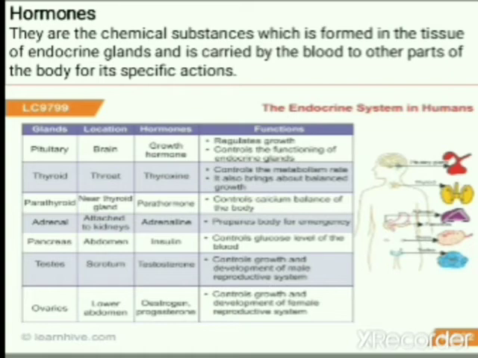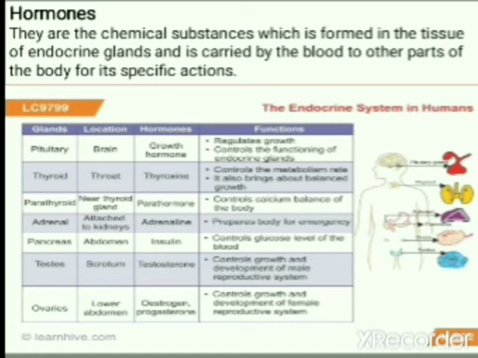First is the pituitary gland, which is located in the brain, and it secretes growth hormone. The function of this hormone is to regulate growth and control the functioning of endocrine glands. The next is the thyroid, which is located in the throat, and the hormone it secretes is thyroxine. It controls the metabolism rate. It also brings about balanced growth.